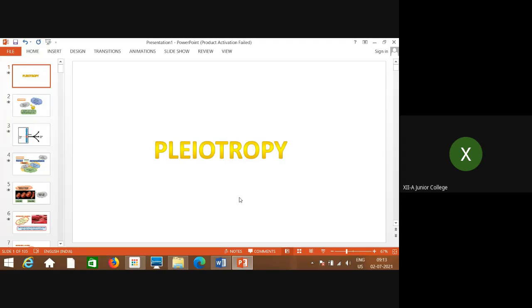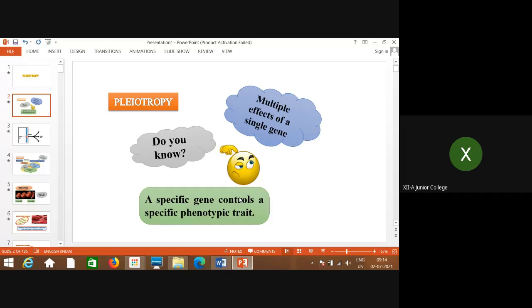I hope your textbook is ready with you, pleiotropy, page number 55. When a single gene controls two or more different traits, it is called a pleiotropic gene, and the phenomenon is called pleiotropy or pleiotropism. In this case of pleiotropy, the ratio is 1:2 instead of 3:1. Now, why and how? I will tell you with the help of these slides.